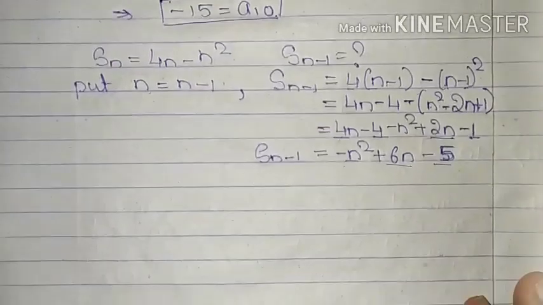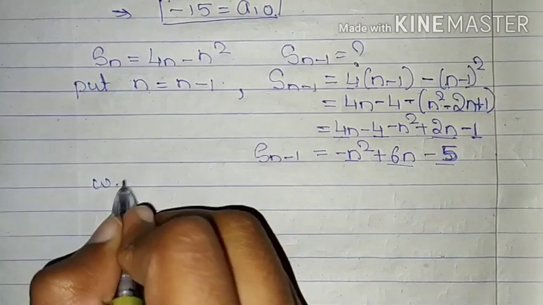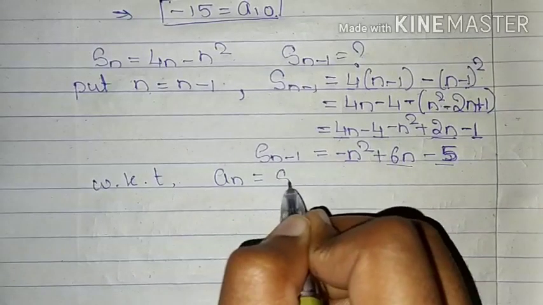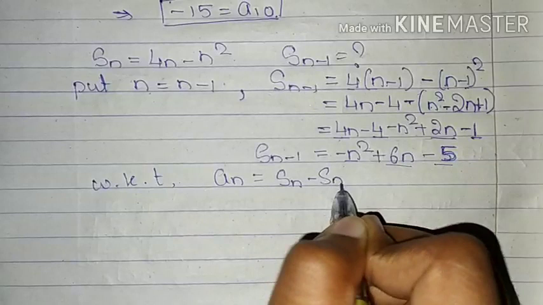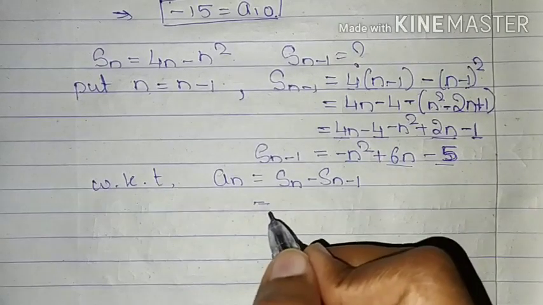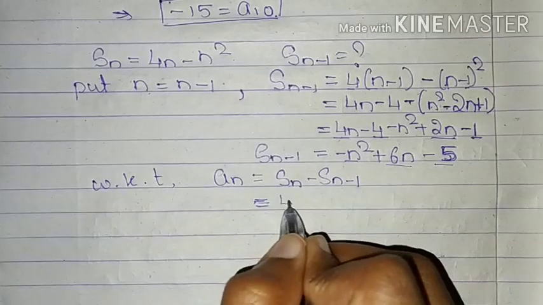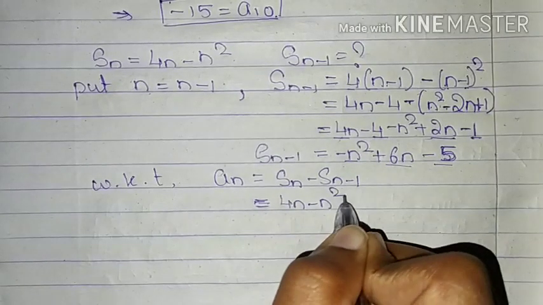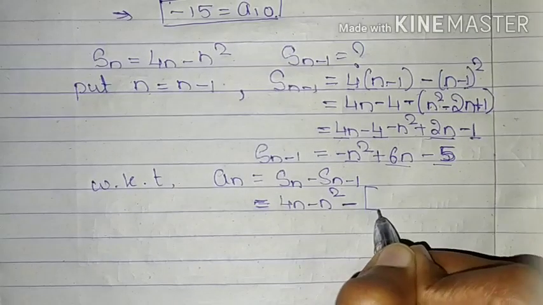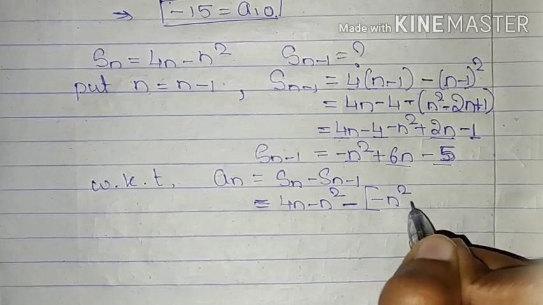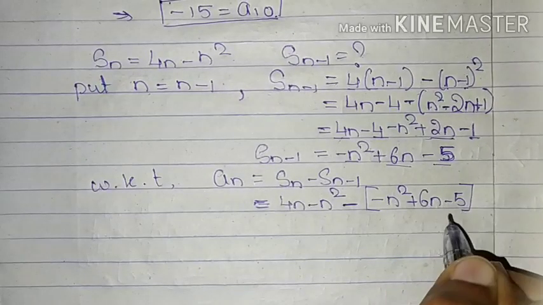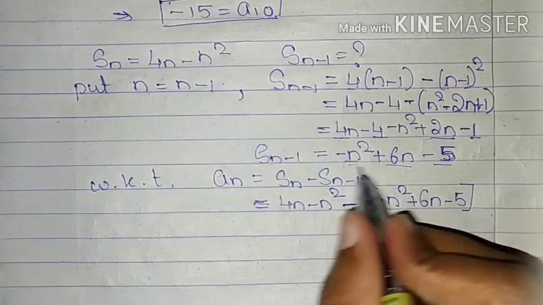So now to find An, we know that An is equal to Sn minus Sn minus 1. So let's put all the values together. We know that Sn is 4n minus n square, it was given in the question, minus the brackets minus n square plus 6n minus 5. This is the value of Sn minus 1, which we just found out.